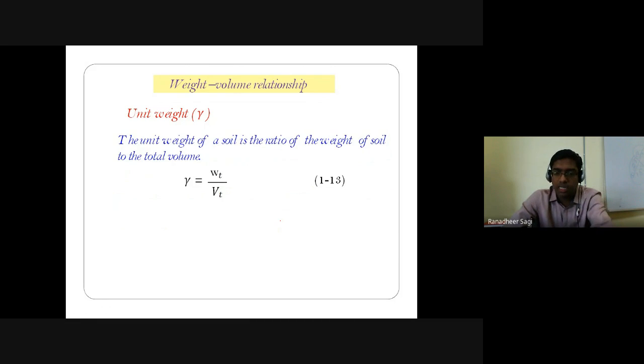So let us try to understand how to define each of those unit weight terms in the case if the soil is dry, or in the case if the soil is partially saturated or fully saturated. So as we mentioned, unit weight is nothing but the weight of the soil to that of your volume of the soil. It's the ratio of weight to volume of the soil mass.